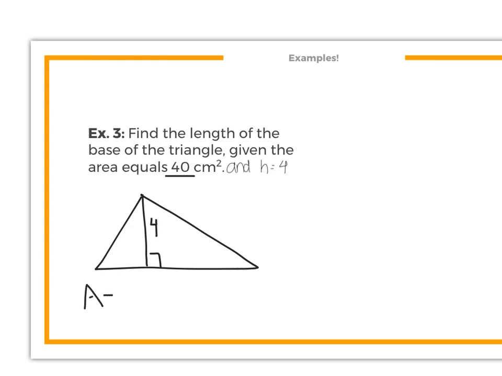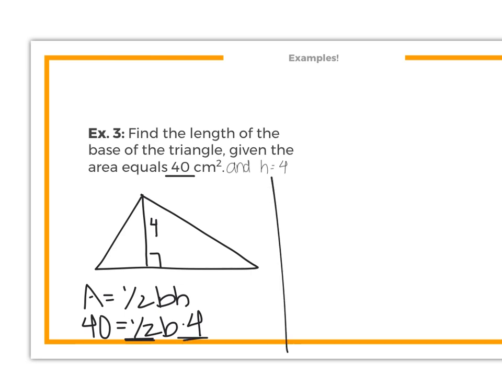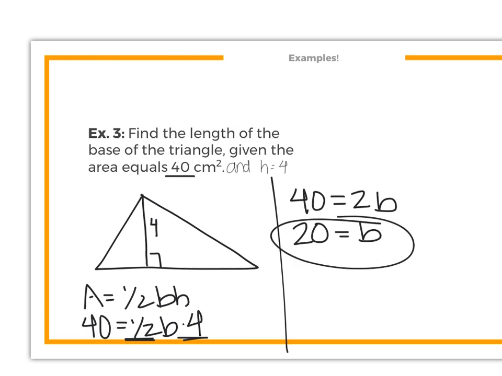So I know that my area equals 1/2 base times height. So 40 equals 1/2 base times 4. Cleaning that up a little bit, I get 40 equals 2b, because 1/2 times 4 is 2, divide by 2, and my base is 20.